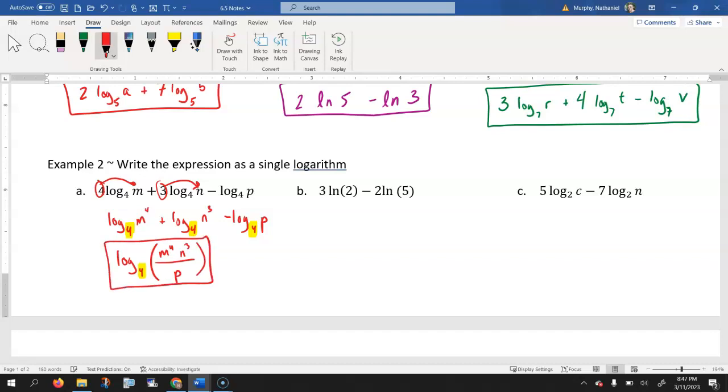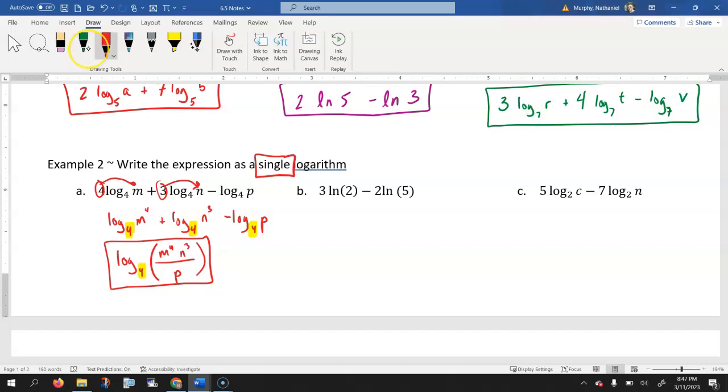So notice how it's not log base 4 of m to the 4th times log base 4 of n cubed divided by log base 4 of p. Don't do anything weird like that. I've seen students do that, like on a test. They just forget. They get their wires crossed. The whole idea is we're writing it as a single logarithm. The emphasis there on just a single logarithm. So if it asks for just a single logarithm, and your answer has more than one log, you've done something wrong.